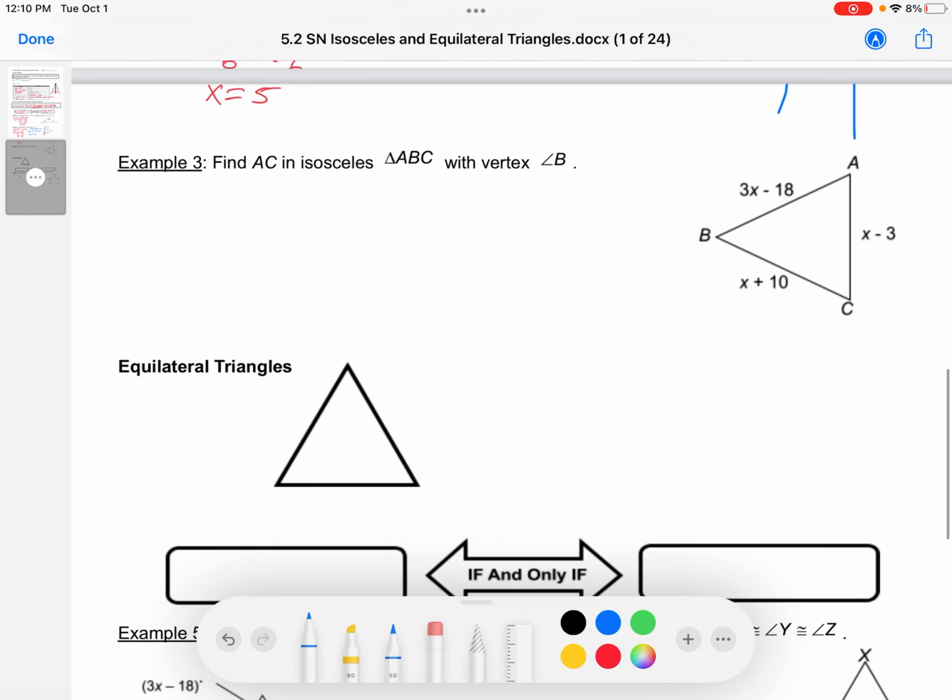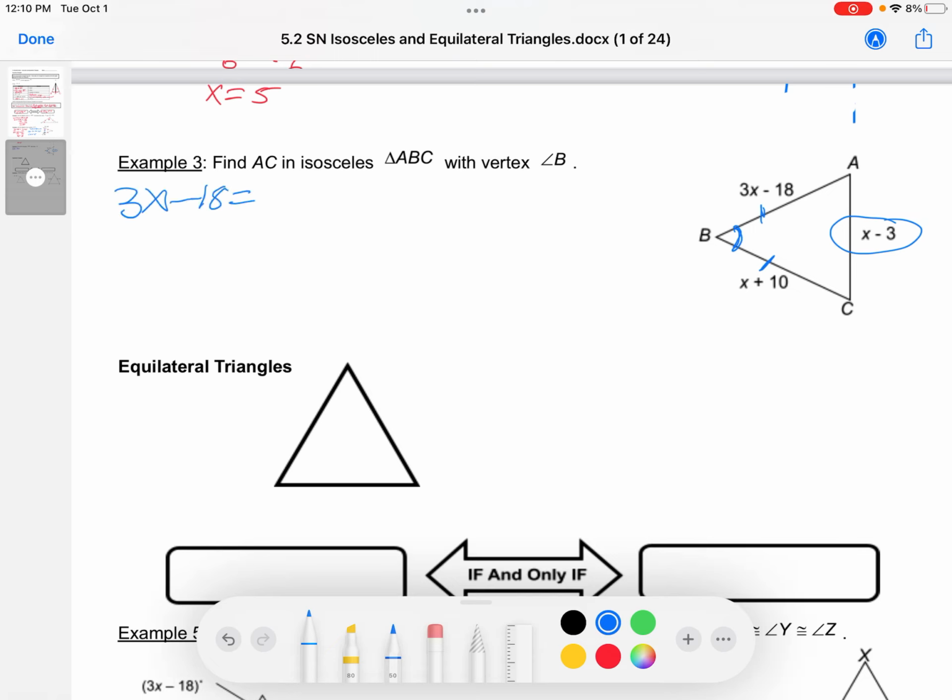Okay, so example 3. Again, isosceles, with vertex B. If that's my vertex, that means these two are congruent to each other. So if I want to find AC, I'm going to find it in just a minute by finding X first.